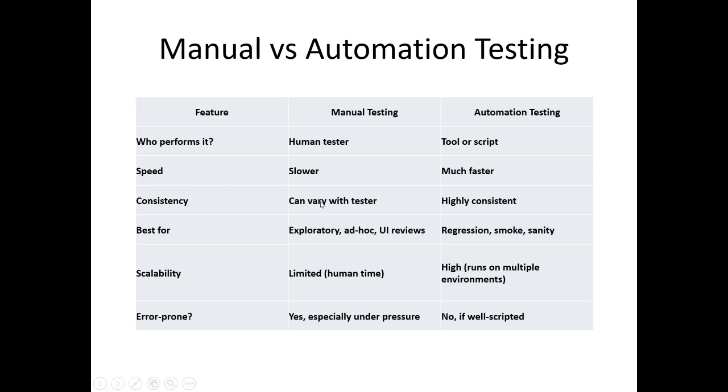Consistency. Consistency may vary with the tester. For example, in one test case there are 10 steps. Sometimes a tester may skip a step, or out of 100 test cases, a tester can skip some of the test cases, assuming it is a basic test case that will definitely work. But then the same scenario may cause an issue in production. So consistency varies with the tester; manual testing is inconsistent.